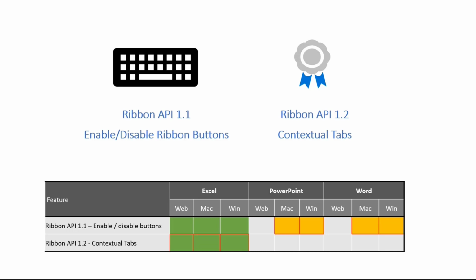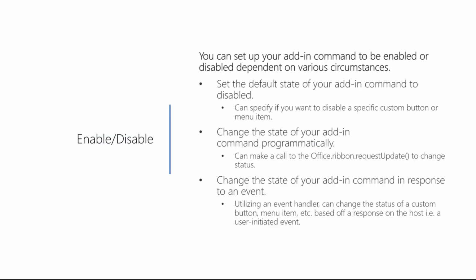Previously, Enable Disable was already available on Excel, Web, Mac, and Windows, but it is now also available on PowerPoint and Word for Mac and Windows on desktop. And contextual tabs is now fully available for GA on Excel. So with the new addition of Enable Disable to PowerPoint and Word, you can now set up your add-in commands to be enabled or disabled dependent on various circumstances.